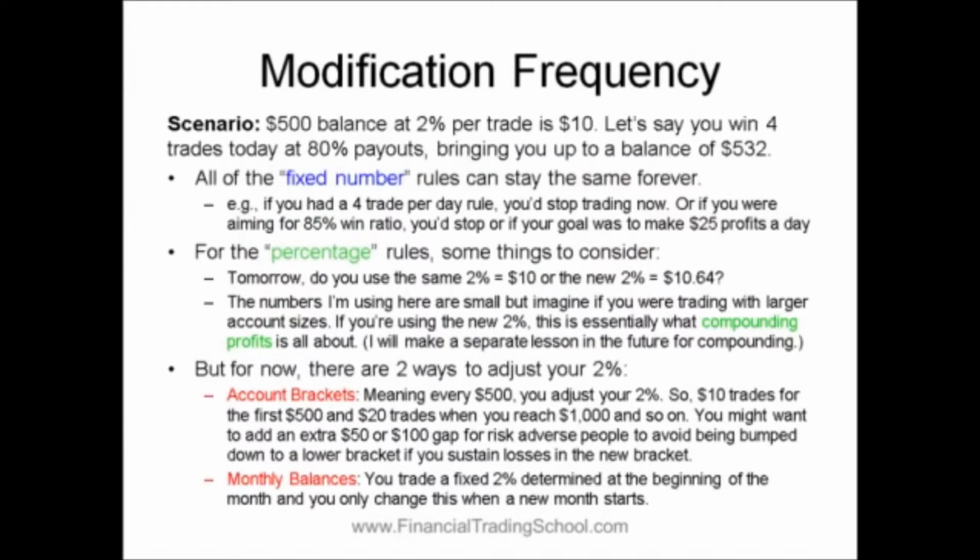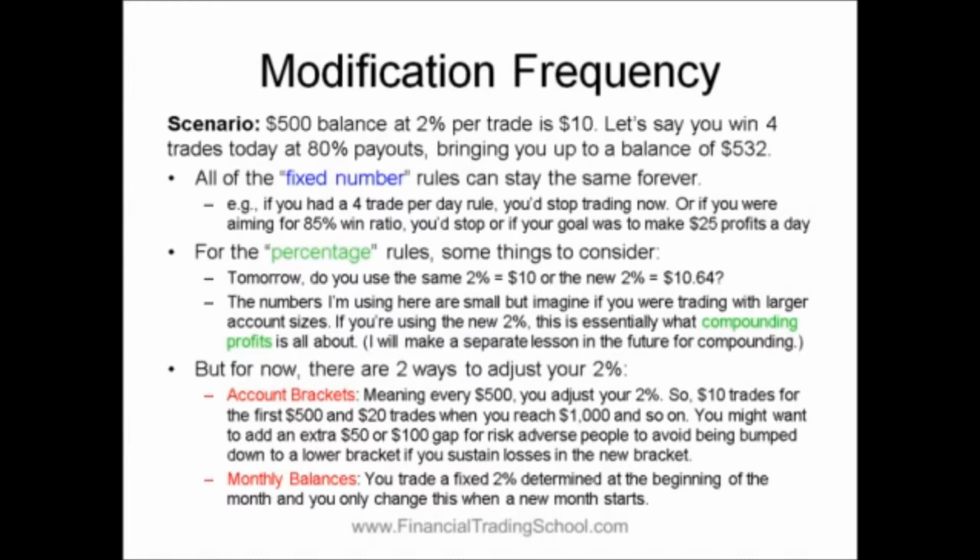Now that we've established the criteria for money management, the next question to ask is, how often do you modify your criteria? So let's start off with a scenario. Let's say you have a $500 balance and you're risking 2% per trade, which is $10, and let's say you win 4 trades today at 80% payouts. This brings you to a total balance of $532. Now, for all of your fixed number rules, these can stay the same forever.